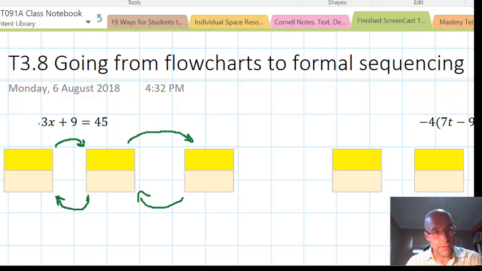First of all, we've got 3x plus 9 equals 45. And what we would normally do with the flowchart is to put in our x and build the expression up. The first thing we need to do is multiply by 3. We have 3x in the middle box at the top, and then we need to build our expression by adding 9. So we have 3x plus 9 equals 45. It didn't quite fit in the box there, did it?